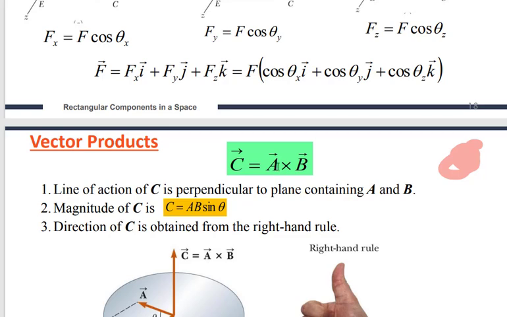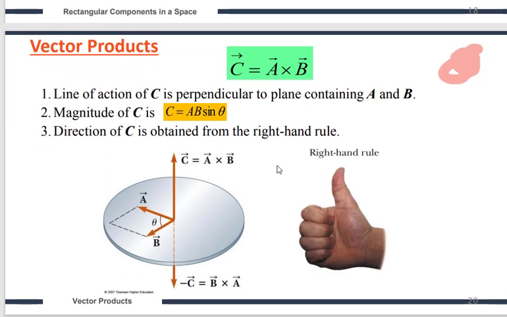Now, how do you multiply a vector product? Vector product is nothing but cross product, A cross B. The magnitude of the vector product C is equal to A cross B, that is AB sin theta. So always remember, C is nothing but A cross B. A cross B is not equal to B cross A. B cross A is minus C. B cross A is minus the same C. It will be minus C.